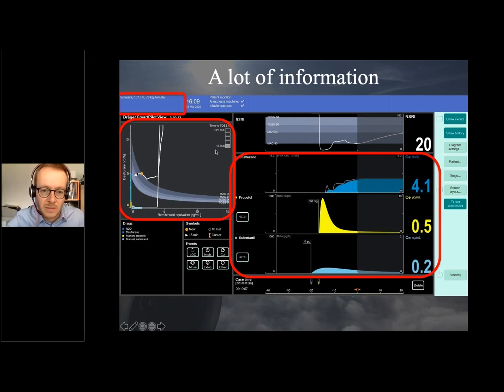Also, here in the corner, you have a little display predicting your time to response, time to tolerance of shake and shout. So this gives you an indication, again, if nothing changes, when your patient could be awake. Next up, we have the noxious stimulus response index. It gives you the number, and you see here that we are on the MAC 90 isobole, so our NSRI is around 20.